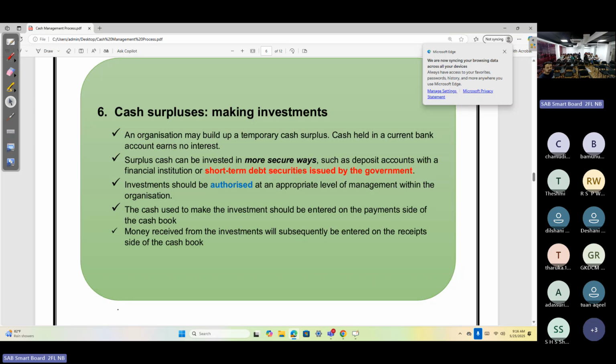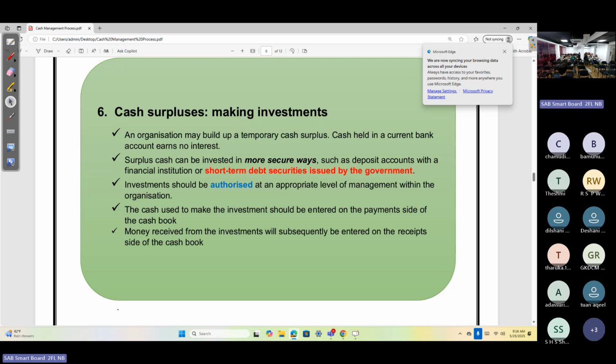An organization may build up temporary cash surplus. Cash held in a current bank account earns no interest. Surplus cash can be invested in more secure ways, such as deposit accounts with a financial institution or short-term debt securities issued by the government. What is meant by debt security?